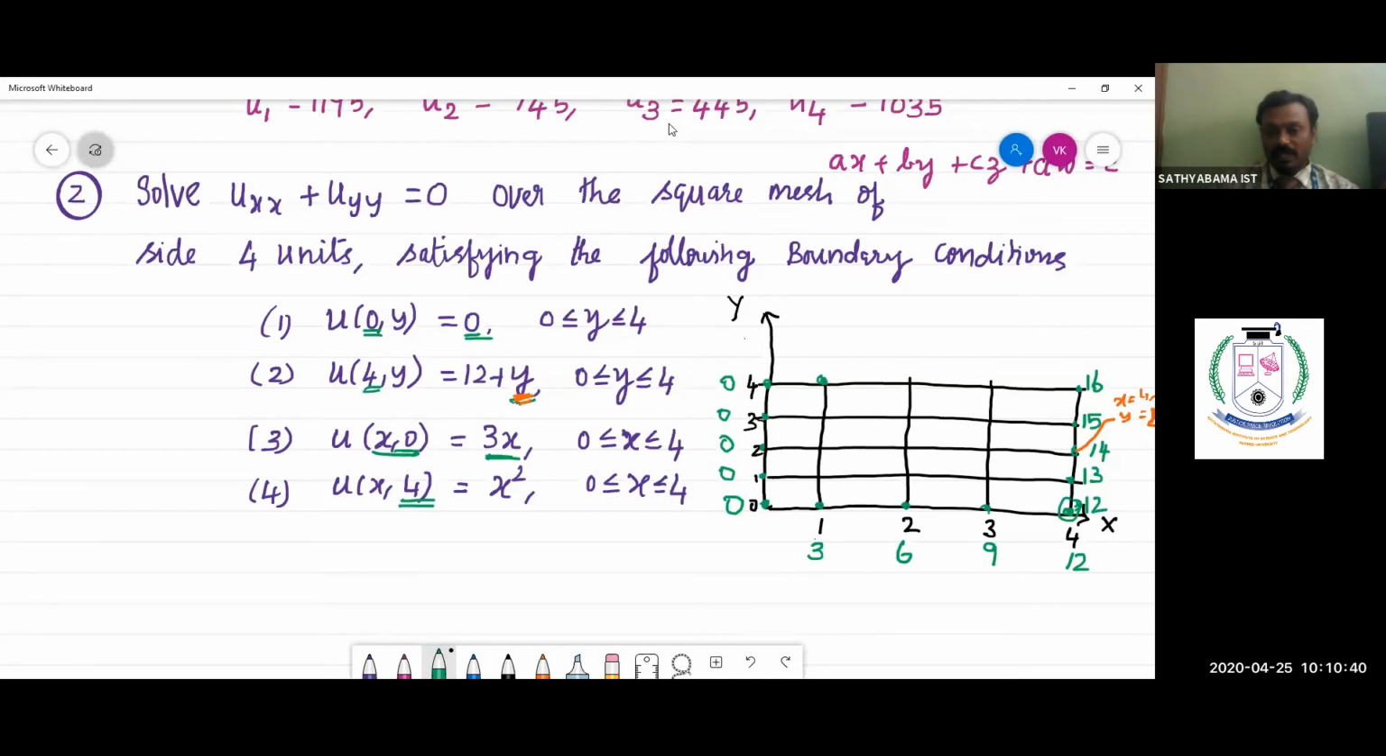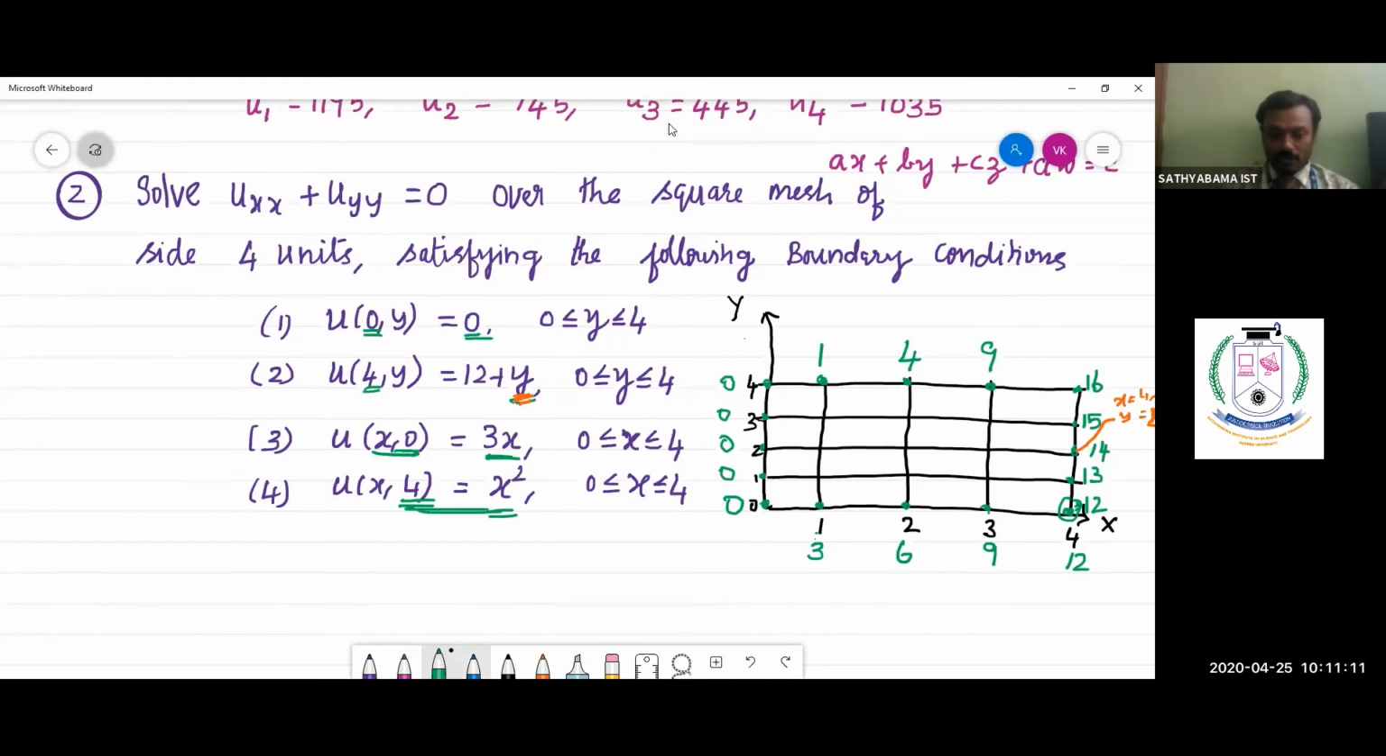Similarly, the next condition is when y is equal to 4. Along this mesh line, we have y is equal to 4, and the corresponding mesh point value is given by x squared. Here the x value is 1, so 1 squared, 1. x value 2, so 2 squared, 4. x value 3, so 3 squared is 9. So this boundary condition also we have represented.